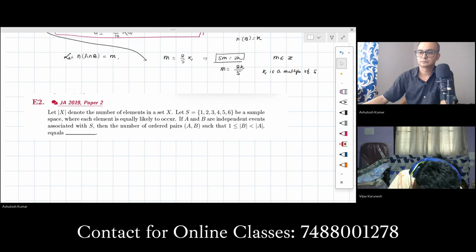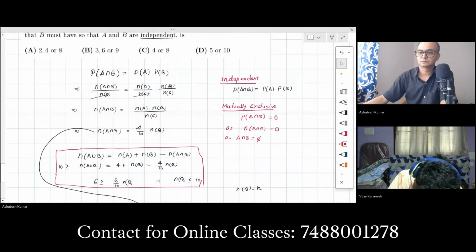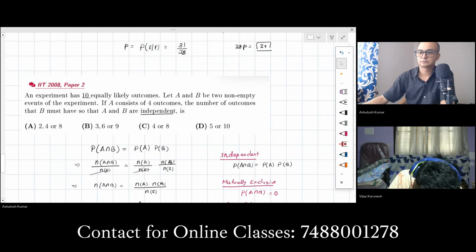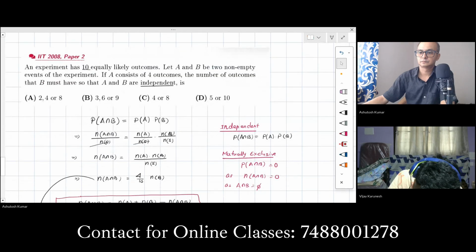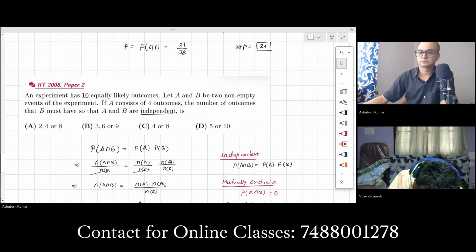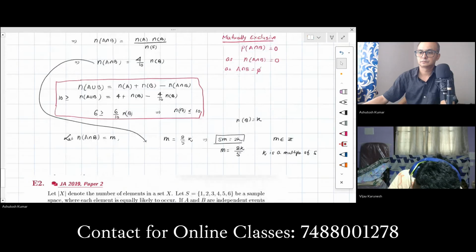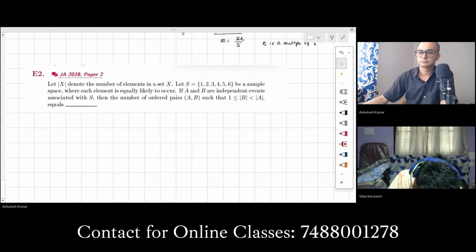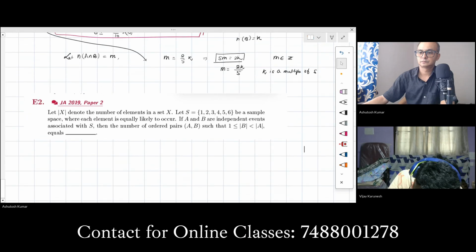Do you see? So maybe this is a very lighter version of the same concept. I'm not saying this is exactly the same question, but they are using the same concept, correct? Yes, sir. Again, they're asking how many such ordered pairs of A, B can be possible. Previously, they asked what is the number of outcomes in B.